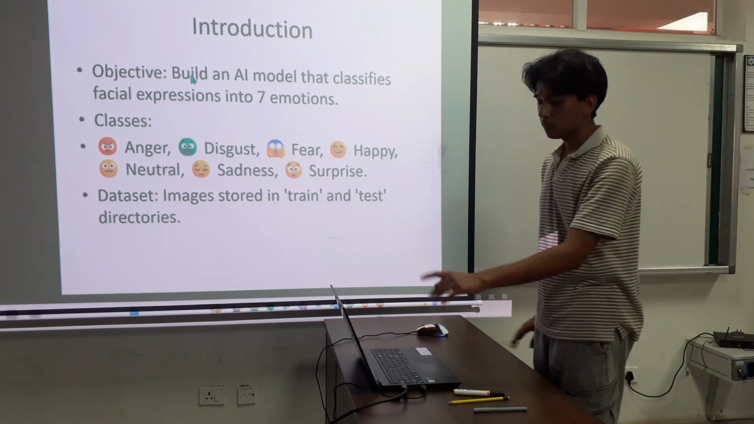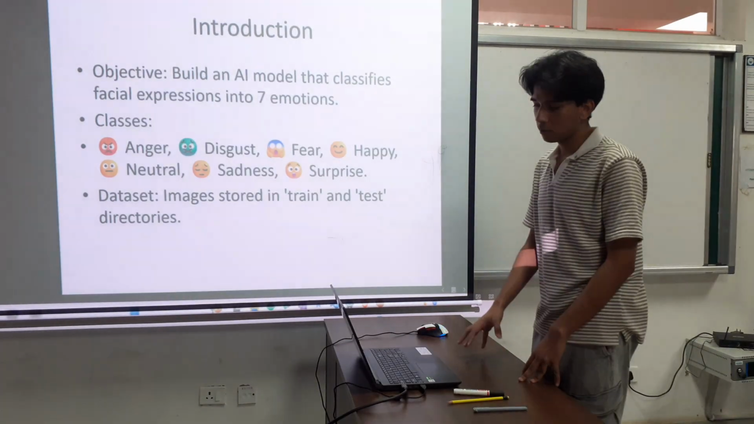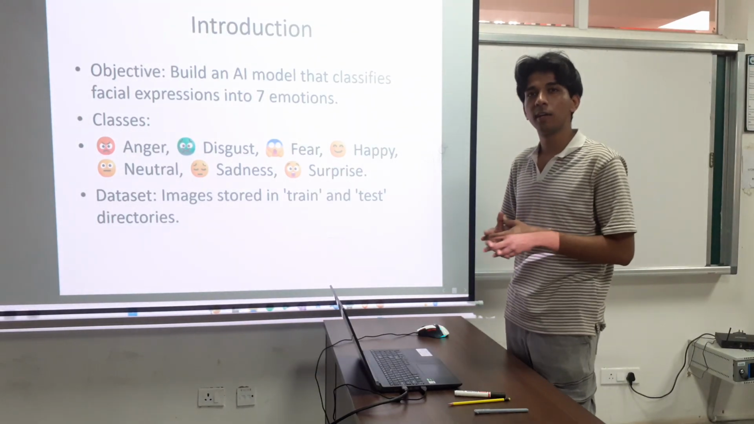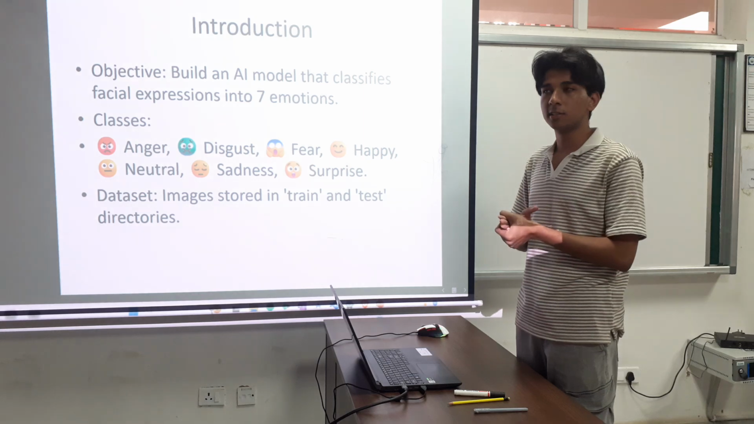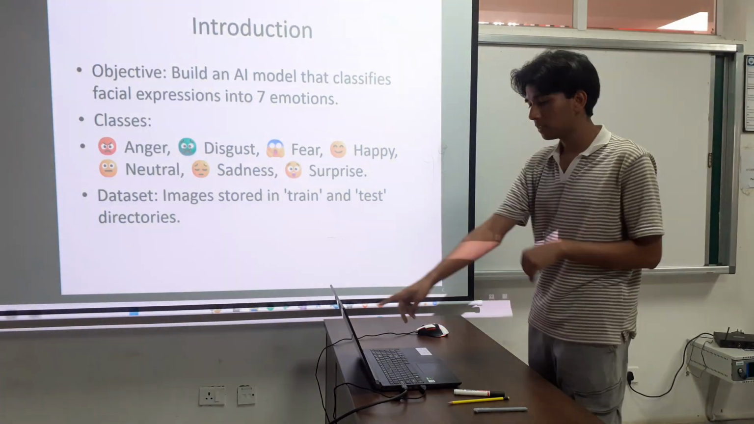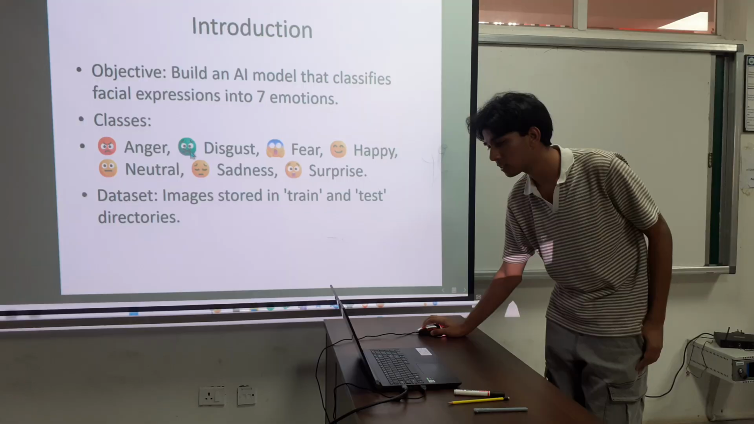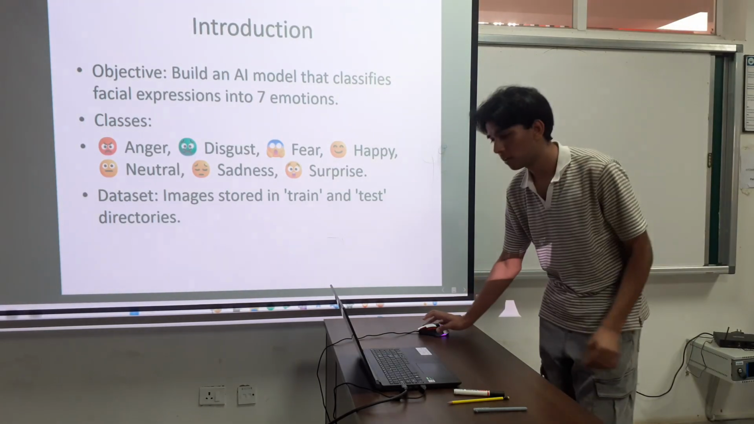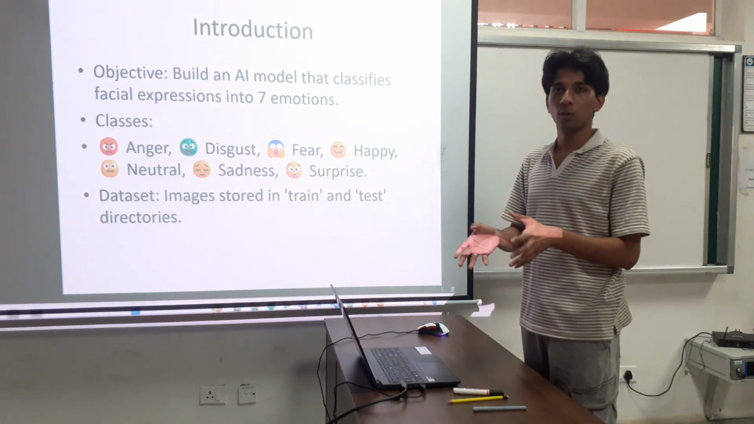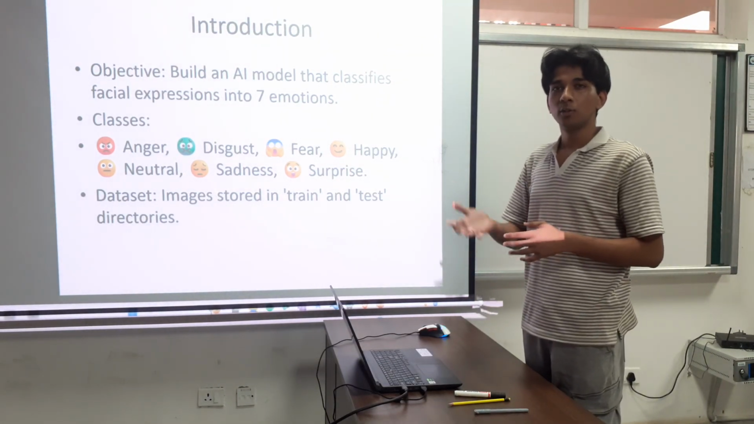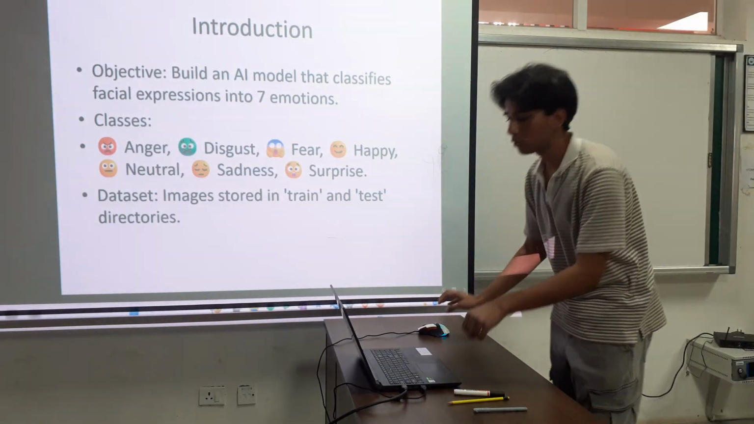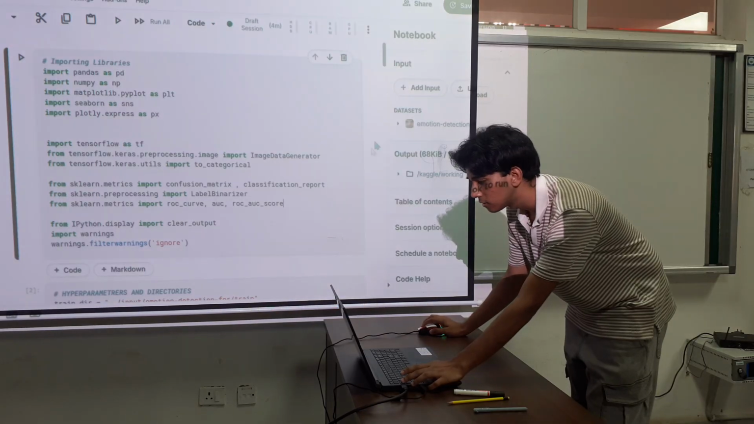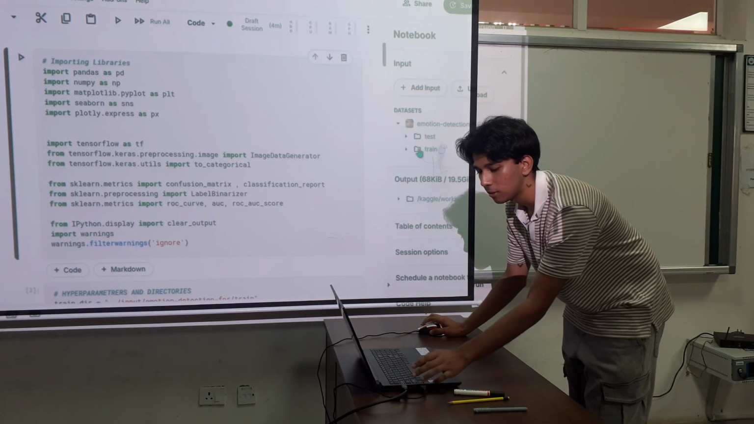In the introduction, we first analyze the objective of the model. The AI model basically classifies every expression that a human can give into classes like anger, disgust, fear, happy, neutral, sadness, and surprise. Whatever photo we provide, the model can classify it into one of those classes. The dataset is kept in train and test directories.